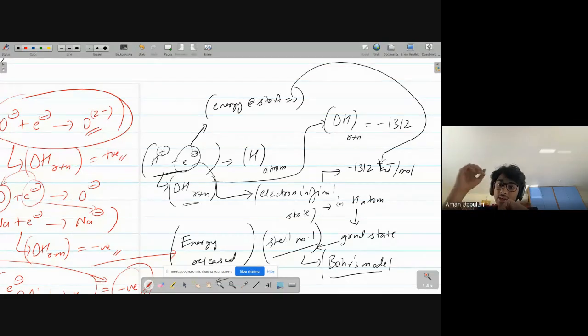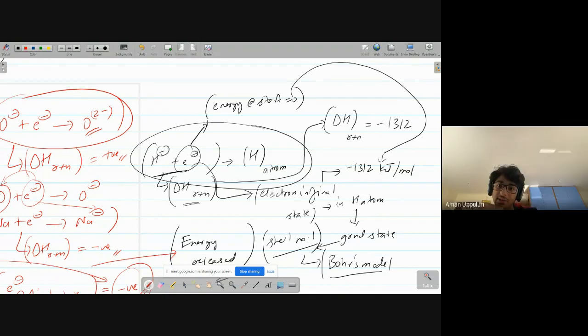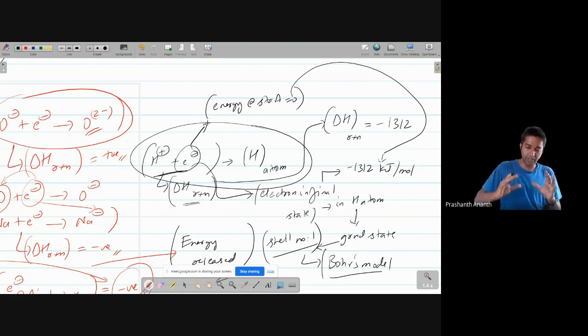Yeah. So the attractions release energy outside the system. Not the electron. This reaction will release energy. Yeah, that's right. The system itself. Correct. So the system where I'm observing this reaction happening will now release 1312 kilojoules of energy per mole of hydrogen atom being formed over here. That is the basic understanding over here.